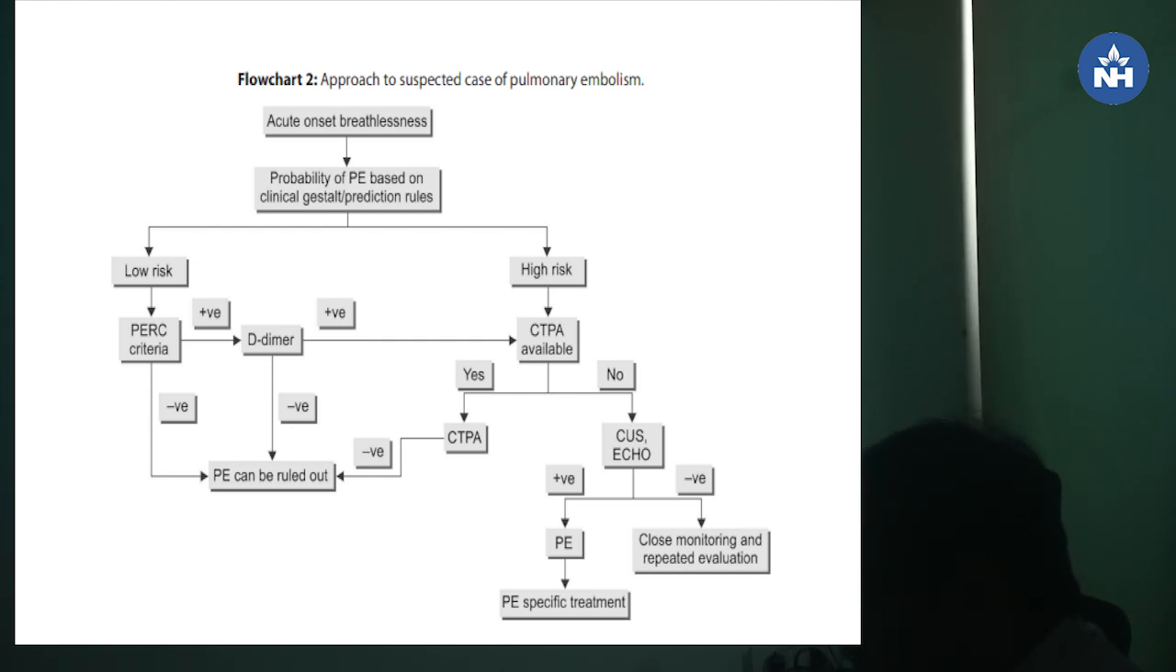So because we are talking about PE, if you are talking about VTE, I think your compression ultrasound and echo would be very easy to do. Routine blood and routine investigation of the body.